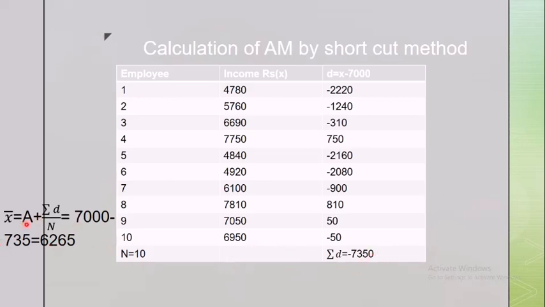Now I'm putting everything I got back into the formula given over here, that is x bar is equal to a plus summation d divided by n, which is equal to 7000 minus 735, and that is equal to 6265.